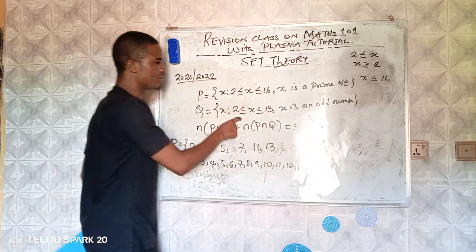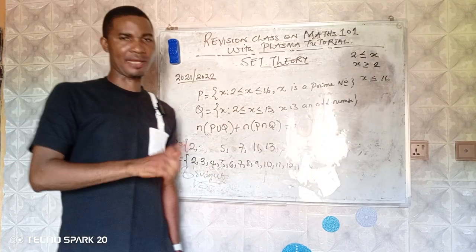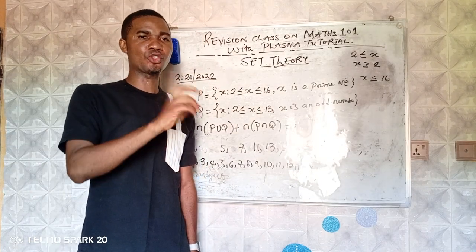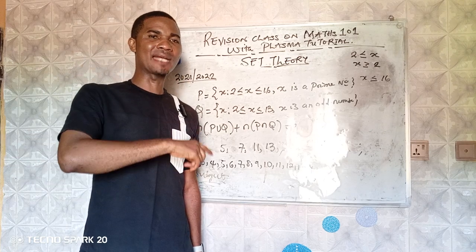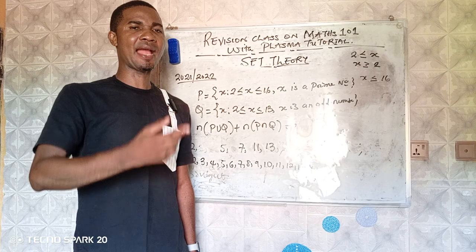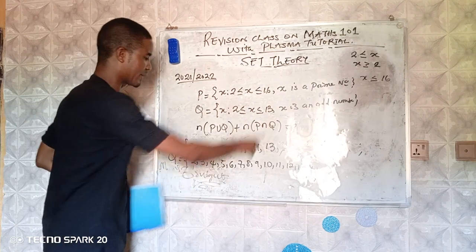Now, let us look at Q and its condition. They are going to be odd numbers. You know what we call even and odd numbers? So we have 2, 4, 6, 8, 10, and so on as even numbers. We have 1, 3, 5, 7, and so on as odd numbers. So we are talking about odd numbers.